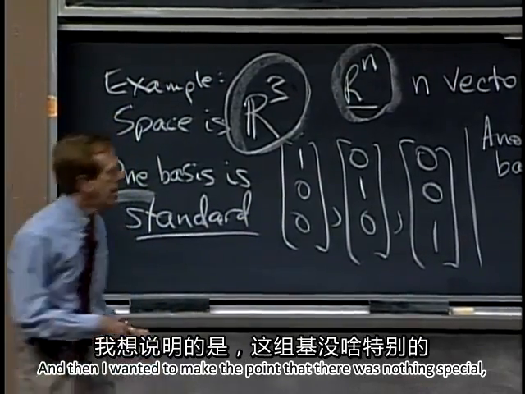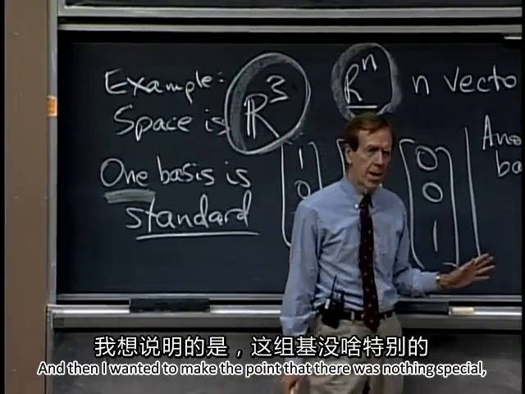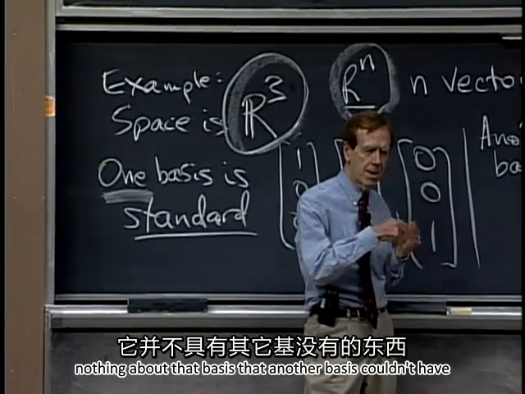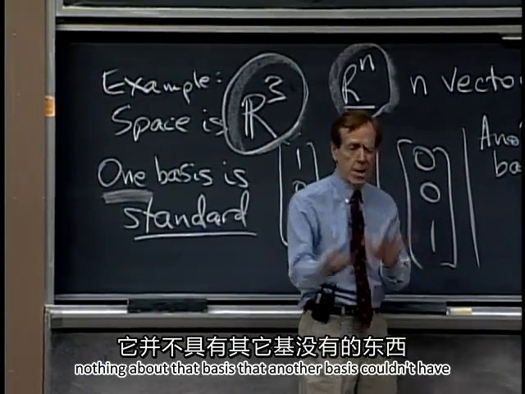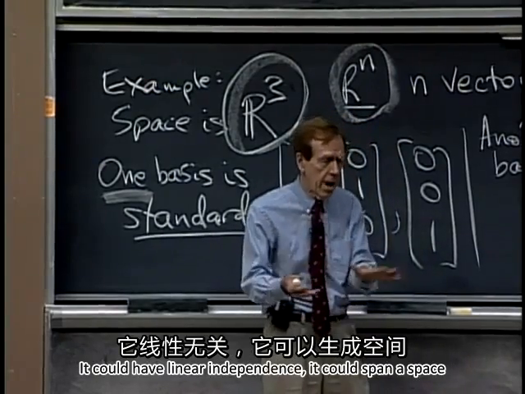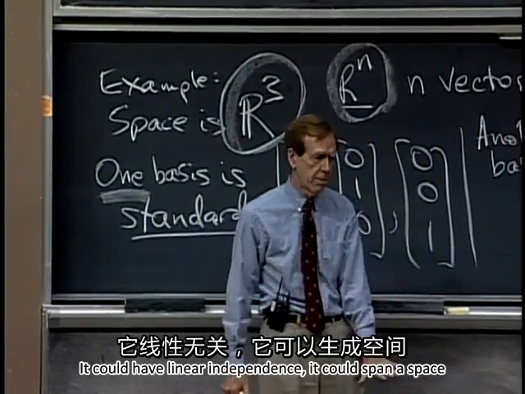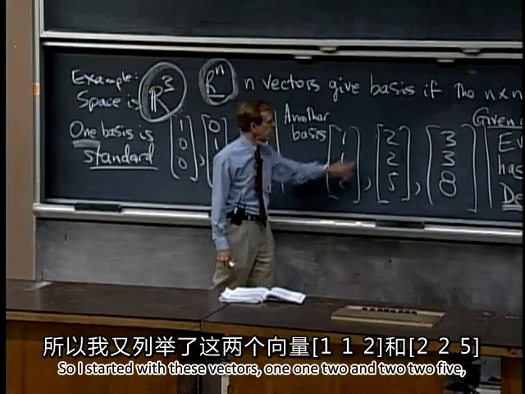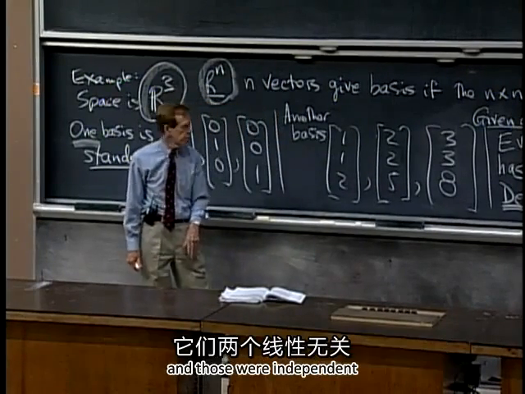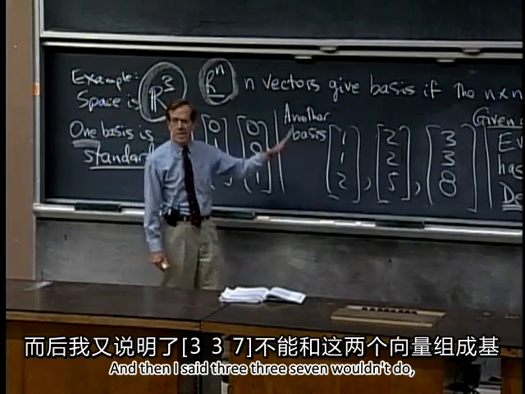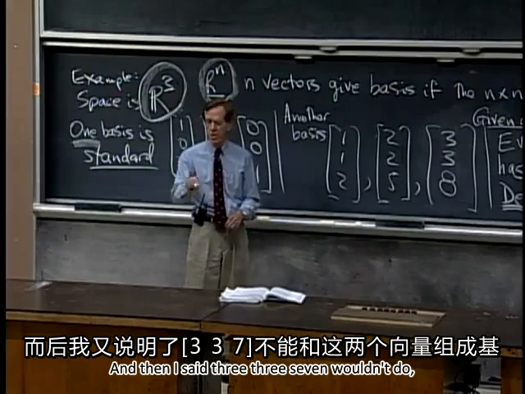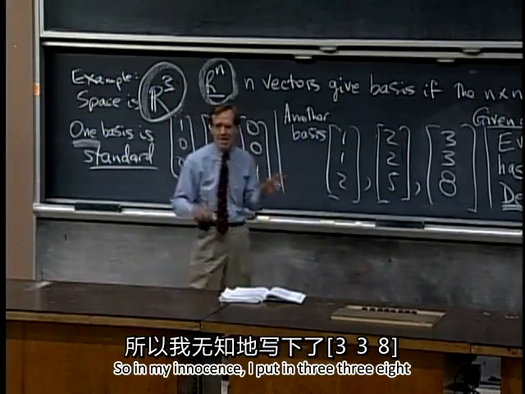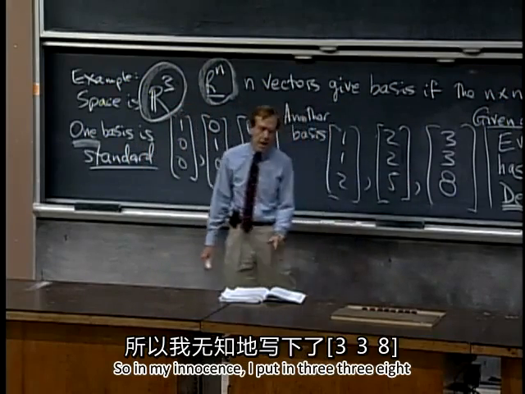And then I wanted to make the point that there was nothing special about that basis, that another basis couldn't have. It could have linear independence. It could span a space. There's lots of other bases. So I started with these vectors 1, 1, 2 and 2, 2, 5, and those were independent. And then I said 3, 3, 7 wouldn't do, because 3, 3, 7 is the sum of those. So in my innocence, I put in 3, 3, 8.